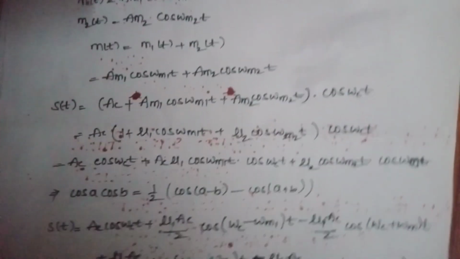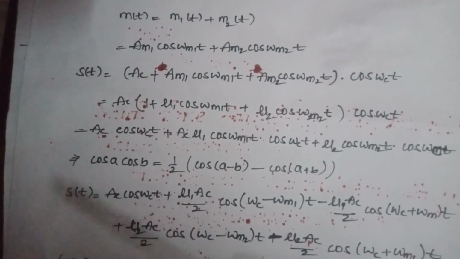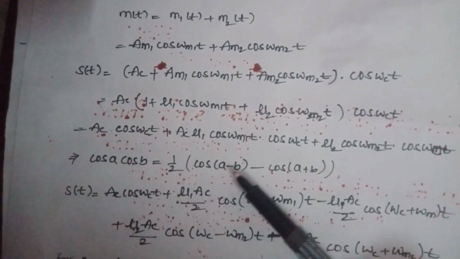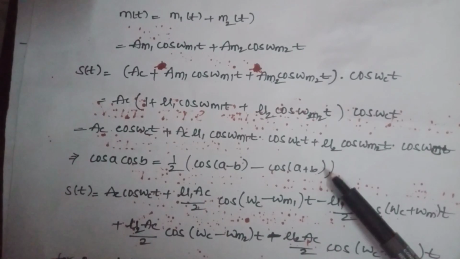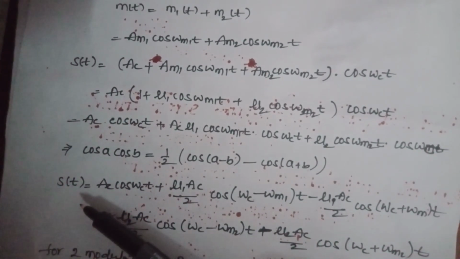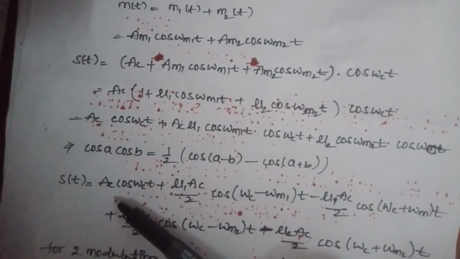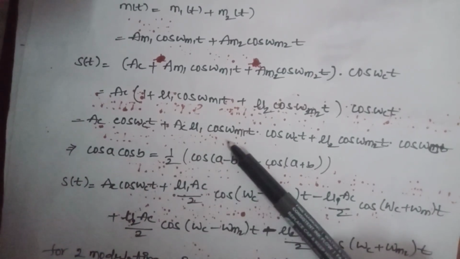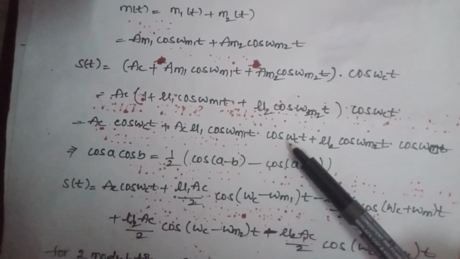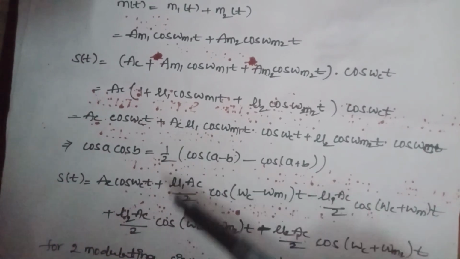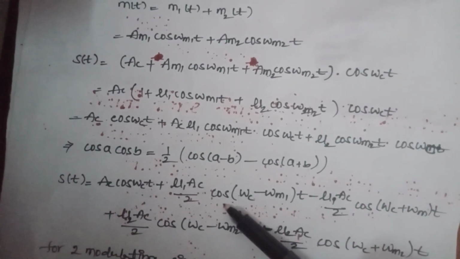So next, coming to the trigonometric formula, that is cos A into cos B equals 1 by 2 of cos of (A minus B) plus cos of (A plus B). So according to this formula, here we write our equation s(t) equal to Ac cos ωc t as it is, plus here cos ωm1 t into cos ωc t is there, cos A cos B, yes, right? So that we write, that is mu 1 into Ac by 2 cos of A minus B.